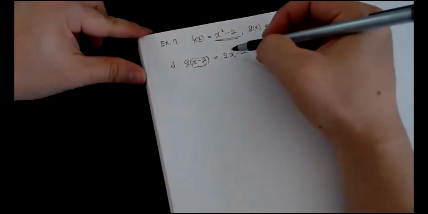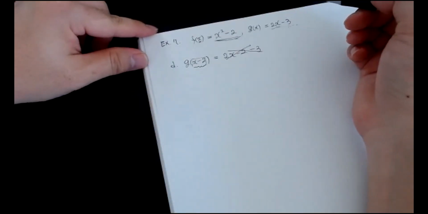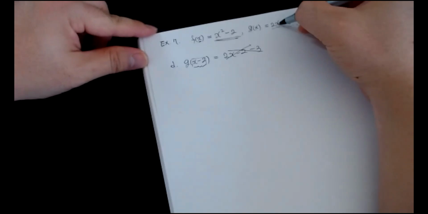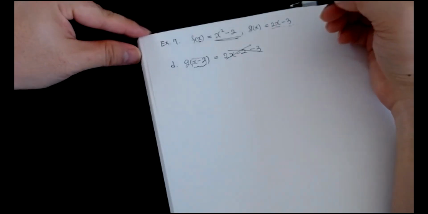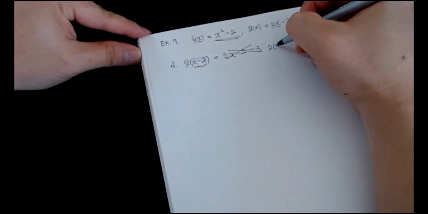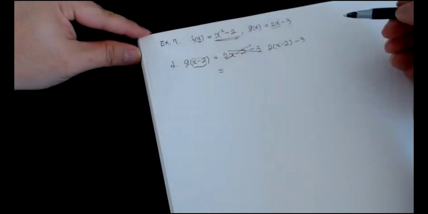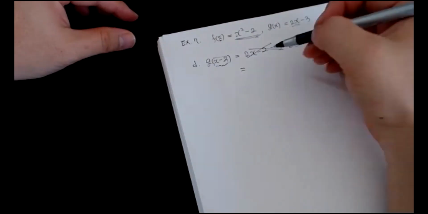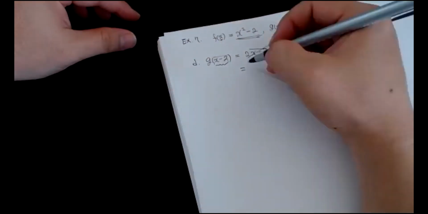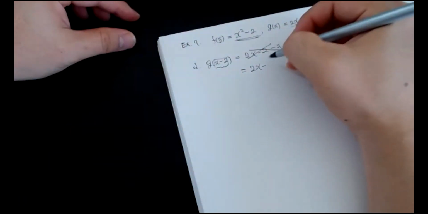So that's just completely wrong. Okay. So we'll just replace the x by x minus 2. So the right answer is 2 times x minus 2 and the minus 3. So I'm simplifying this. We're going to get 2x minus 4 minus 3, which is 2x minus 7, right?